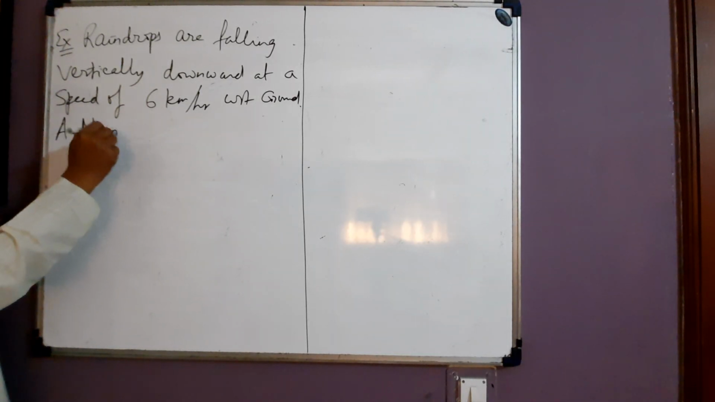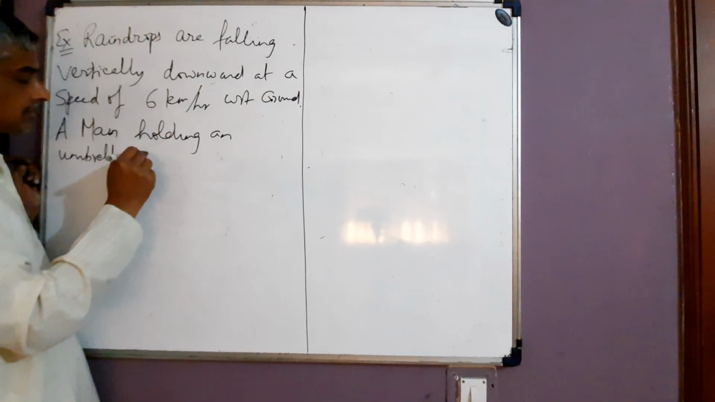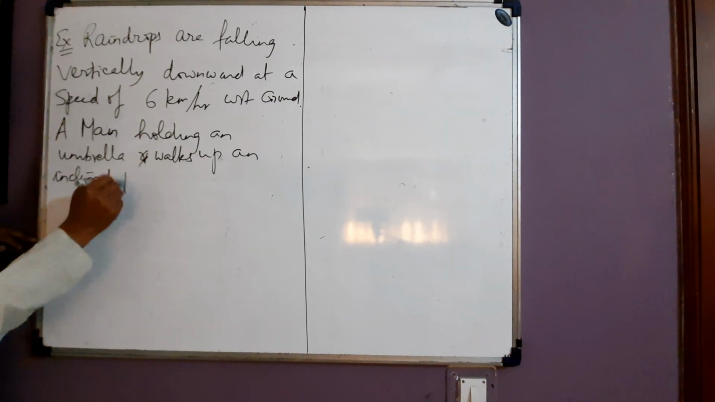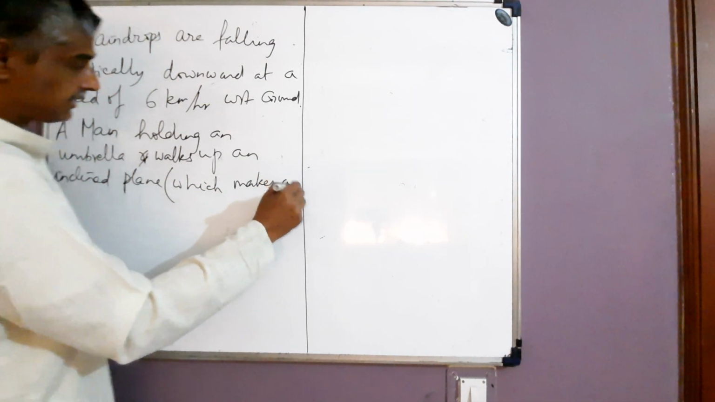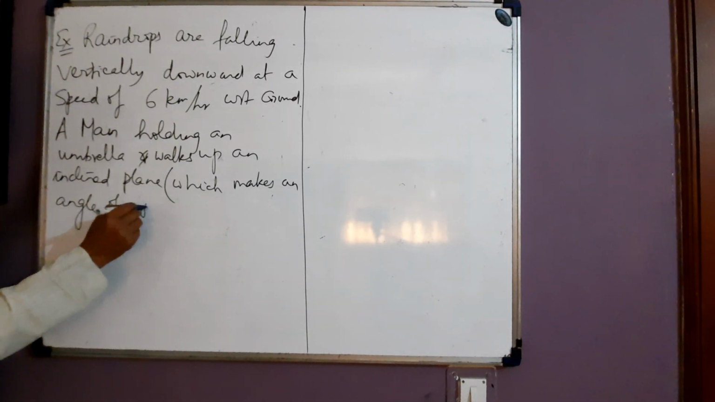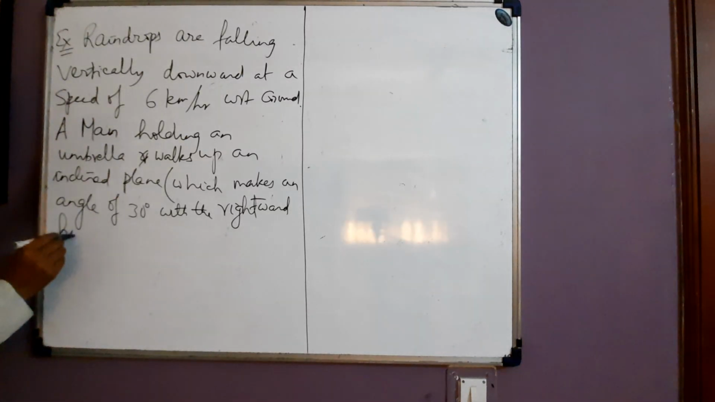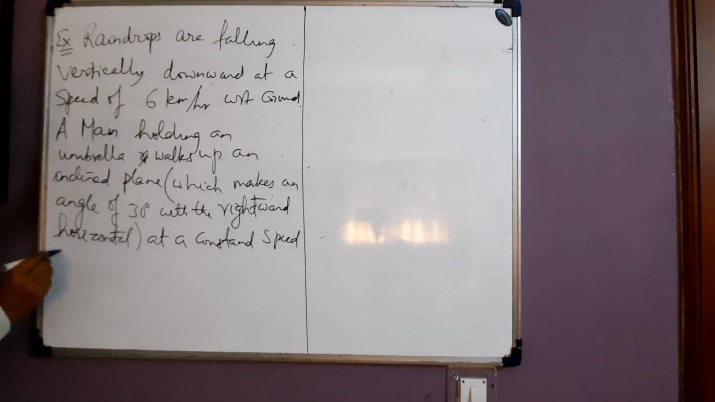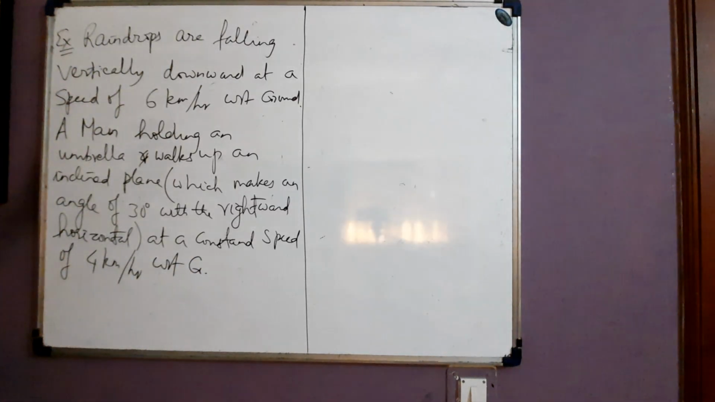A man holding an umbrella walks up an inclined plane which makes an angle of 30 degree with the rightward horizontal, at a constant speed of 4 km per hour with respect to ground, that is G.